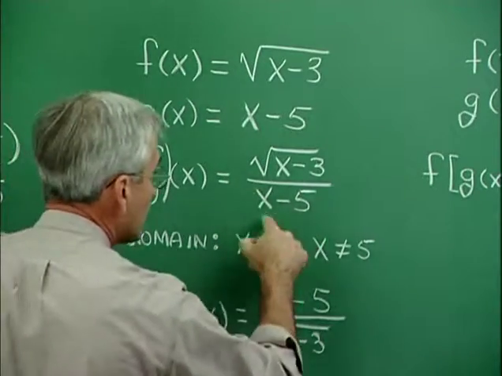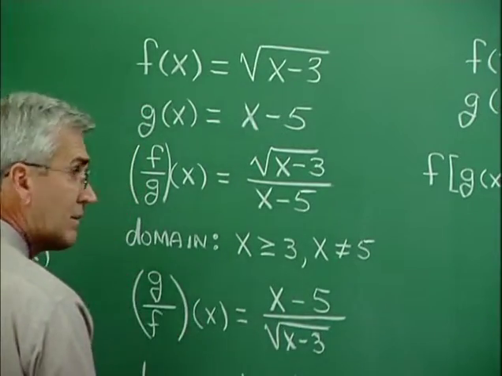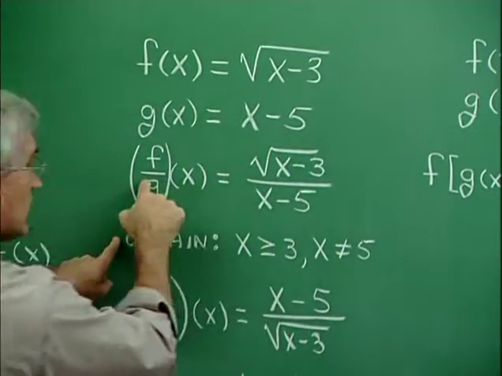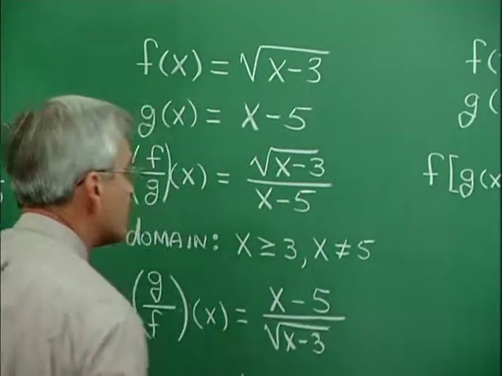And the denominator has a limitation as well. The limitation is that x can't take on the value 5. So the domain then of this quotient function, this quotient idea, would be this.